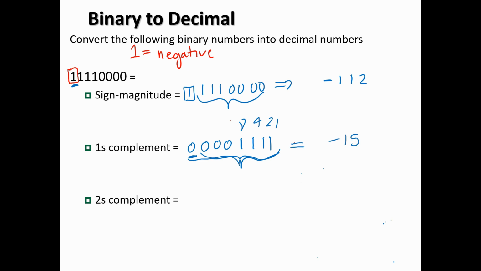What about the 2's complement? If it's a negative, again, we have to do the reverse shortcut method. So I'm going to start from the right to the left. I'm going to copy all the zeros, 1, 2, 3, 4. I'm going to copy the first one. And then I'm going to invert the rest. 0, 0, 0. Okay? And so what is this number? So we have 1, 2, 4, 8, 16. So this is going to be a negative 16.